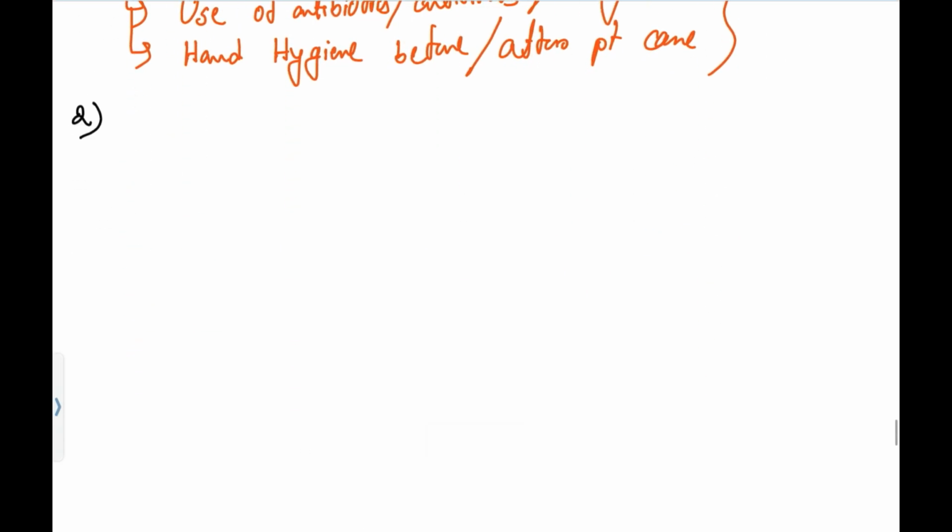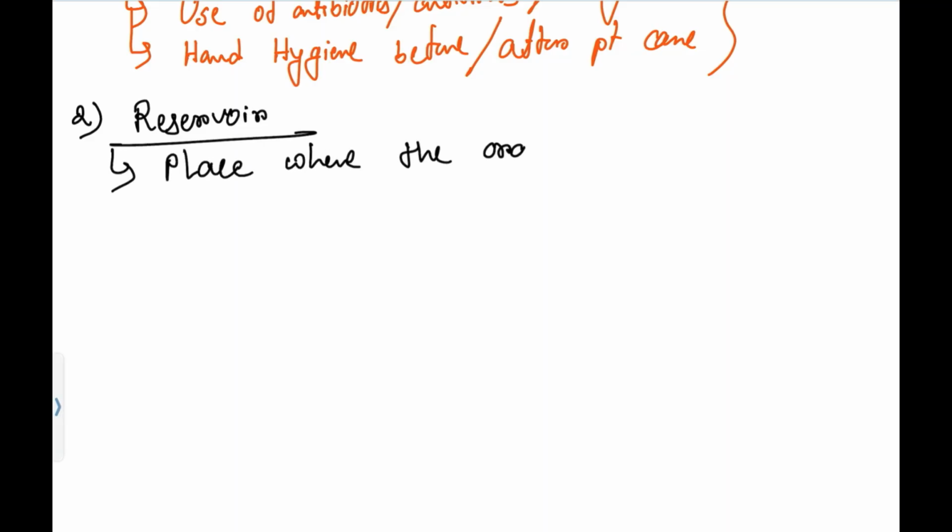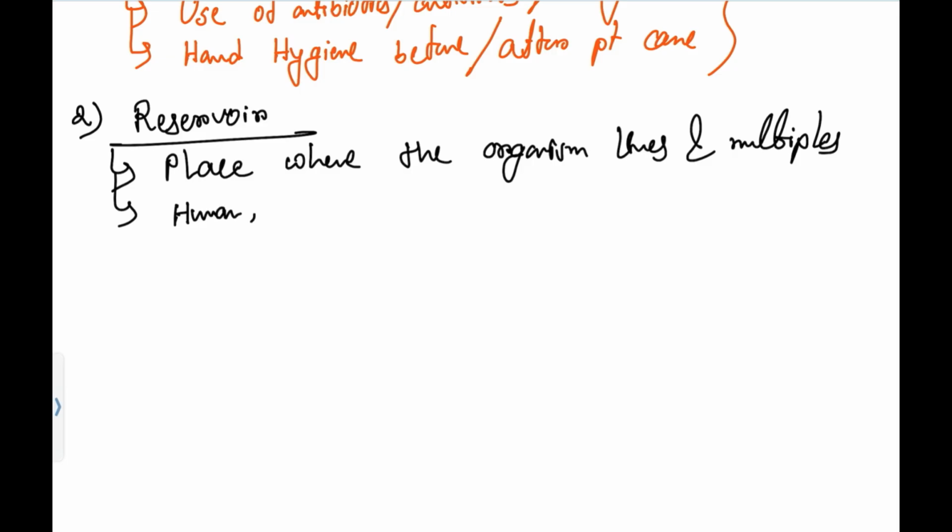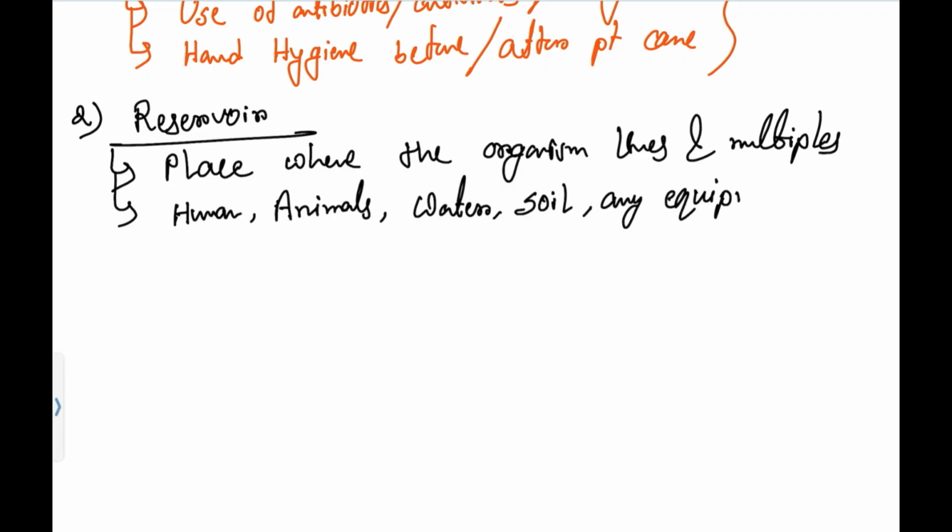Coming to the second part, that is the reservoir. Reservoir means a place where the organism lives and multiplies. It can be anything. In the human body, microorganisms can live. In an animal body, microorganisms can live. In water, microorganisms can live and multiply. In soil also, and any equipment. Wherever it gets space, it will start living and multiplying. So the place where the microorganism lives and multiplies is called the reservoir.